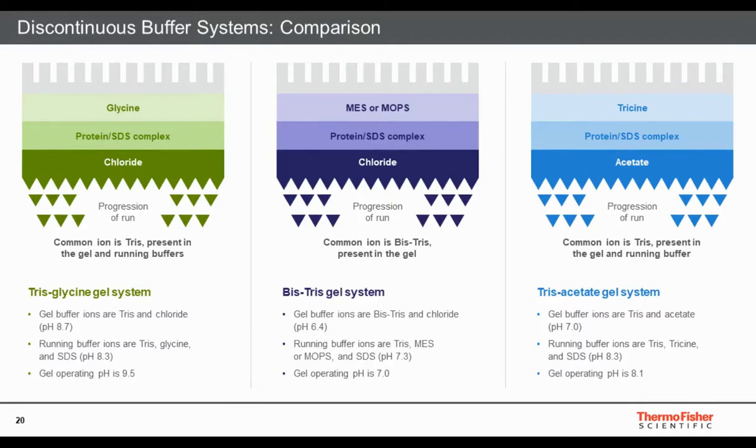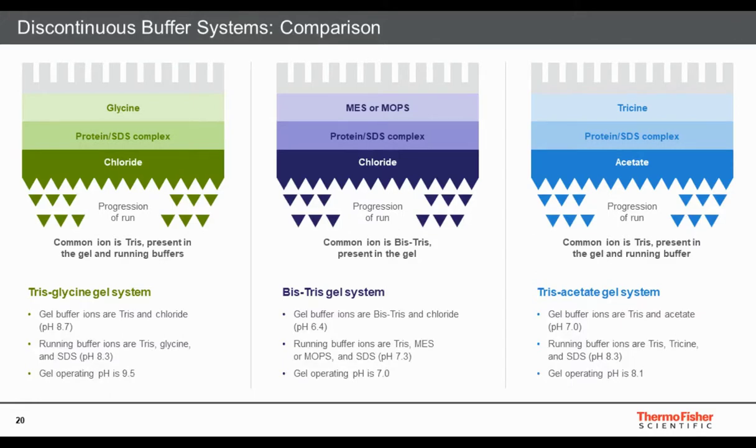So importantly, the gel operating pH for Bis-Tris system is 7. So this is a neutral pH environment, and when your proteins run through a Bis-Tris gel, they are preserved better because they are not exposed to alkaline or acidic pH environments while electrophoresis. So the neutral gel operating environment helps in getting better resolution as well as preserving the sample integrity.